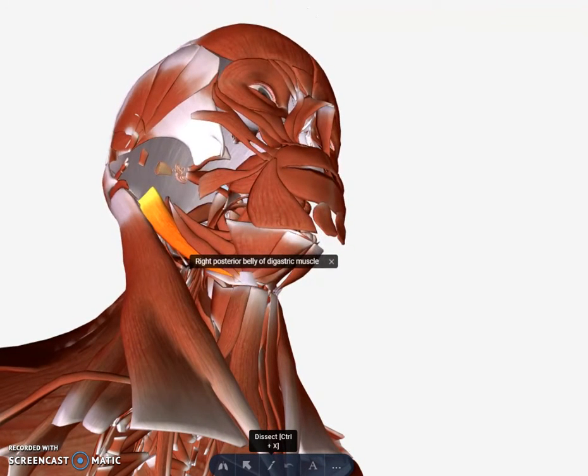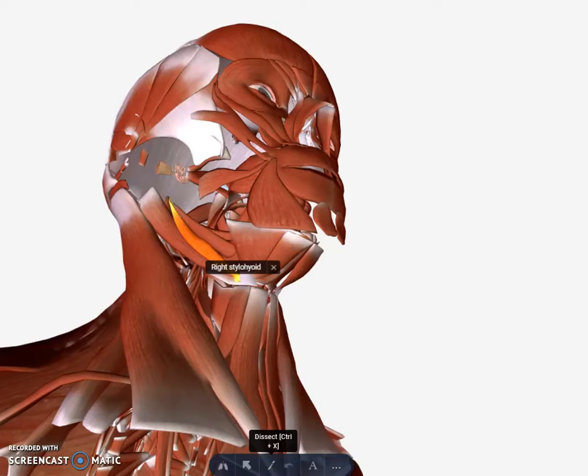This is the digastric. It depresses the mandible and elevates the hyoid. The origin is the posterior mandible and medial mastoid process. The insertion is the tendon connecting to the hyoid bone.